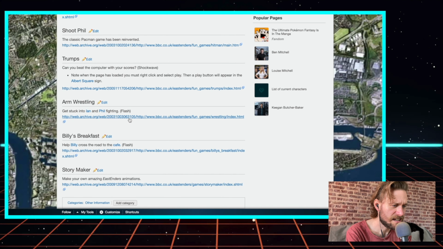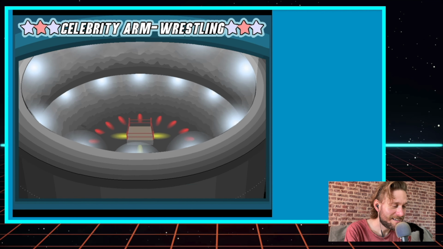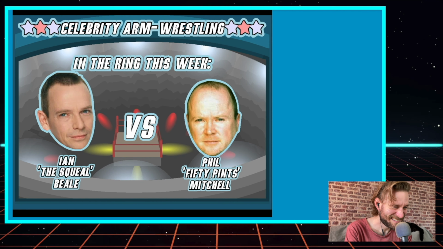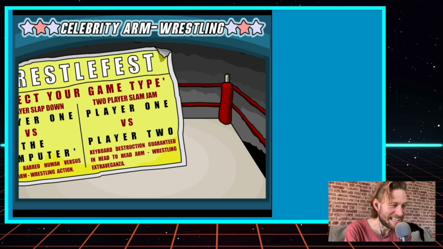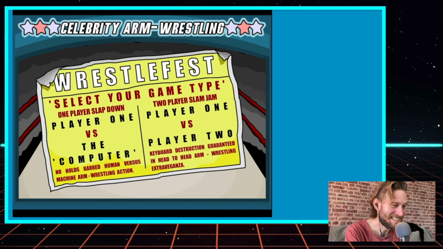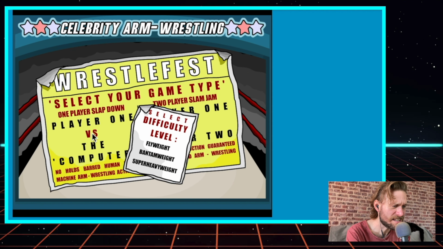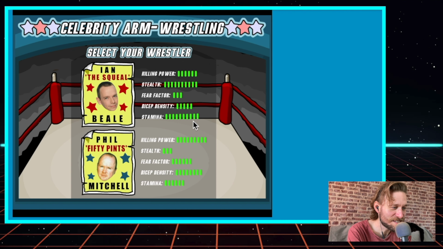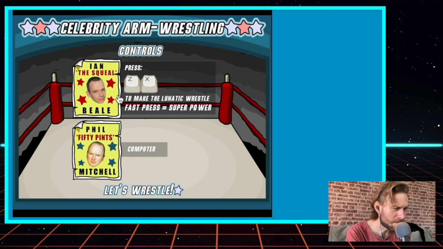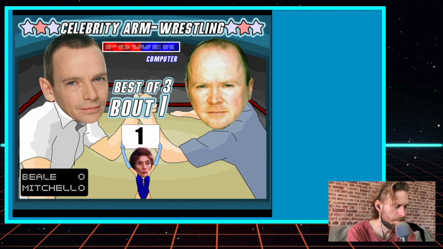Arm wrestling. Get stuck in with Ian and Phil fighting. Starlight Bowl, Las Vegas, in the ring. Liberty Arm Wrestling! Ian the Squeal Bill. One player slap down. Yes, please. Do I be the Squeal or 50 Pints Phil? I'm going to be the Squeal. Press X and Z to make your wrestler fast, press superpower. Is that all you do? Go left and okay. Let's wrestle. Let's get it on. Oh, I see.